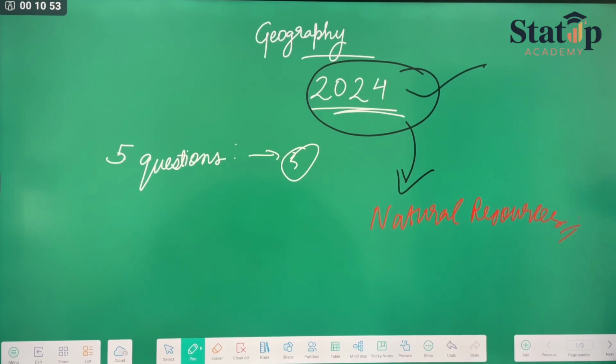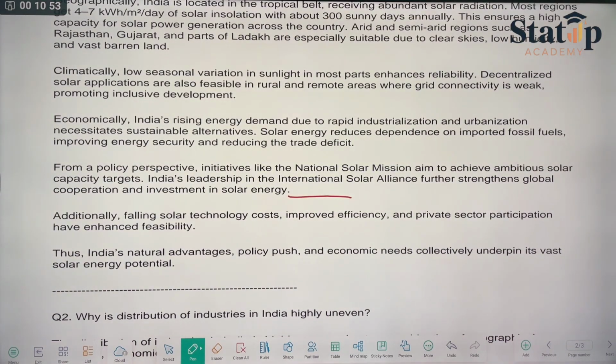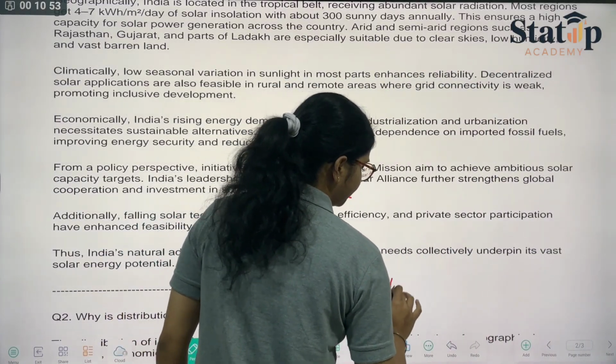Coming on to the next topic, the next topic that we have is, why is distribution of industries in India highly uneven? Here they are talking about the distribution of the industries. So they say, why is distribution highly uneven? Again, this question could be answered from our PDF, namely industries.